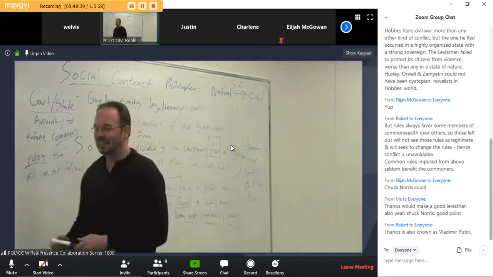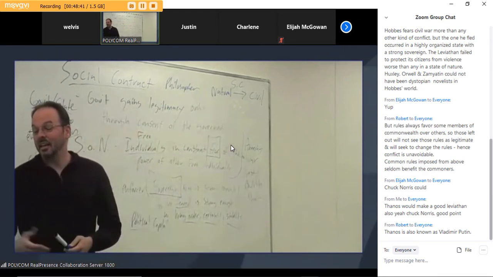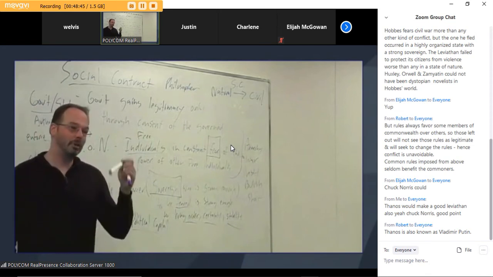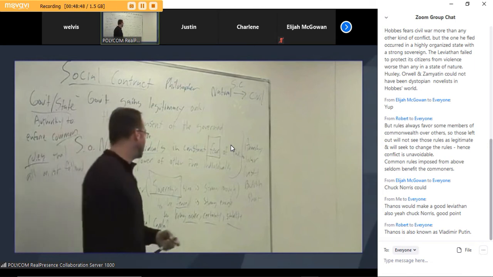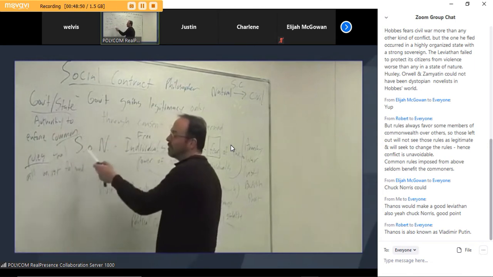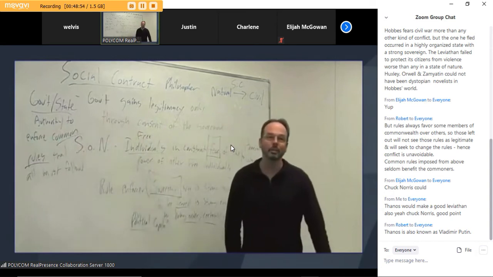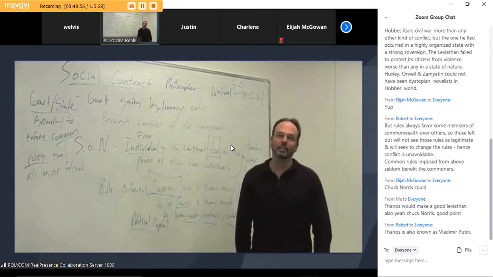Chuck Norris, yes, absolutely. And Robert says common rules imposed from above seldom benefit the commoners. Yep, you're right, they seldom do. But even so, common rules that benefit elites over commoners still benefit commoners, according to Hobbes, because they're better than the chaos of the state of nature.